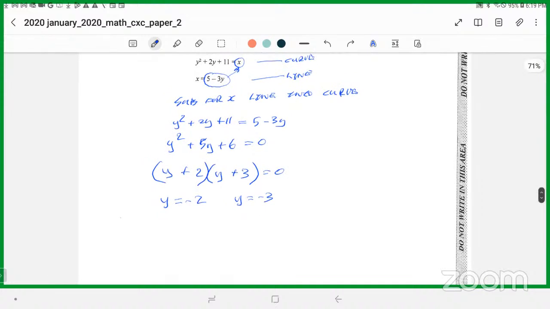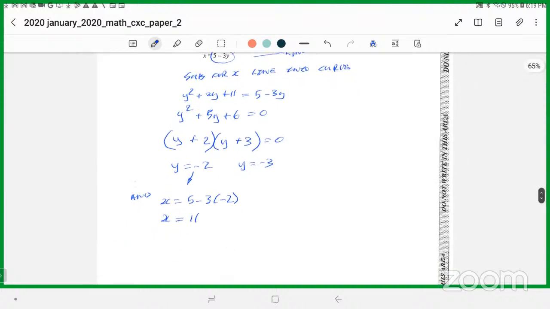So for that one, the x is going to be 5 minus 3 times negative 2. This becomes a positive 6. So the x is going to be 5 plus 6, which is 11. So one point is 11, negative 2. And we put the x value first in the bracket. Even though we found the y value first in the solution, you put it second in the bracket.